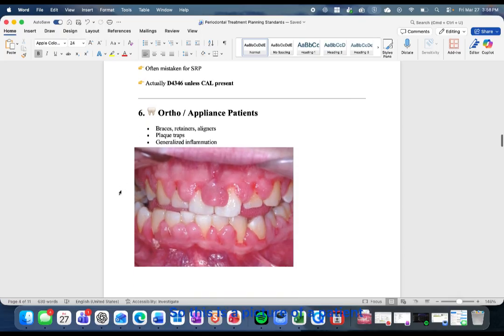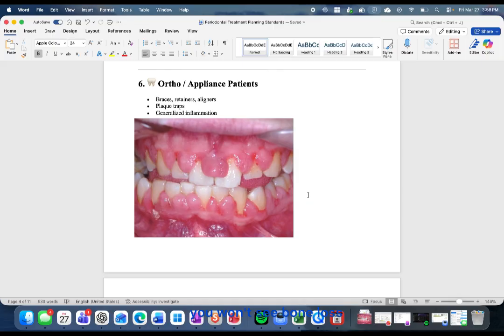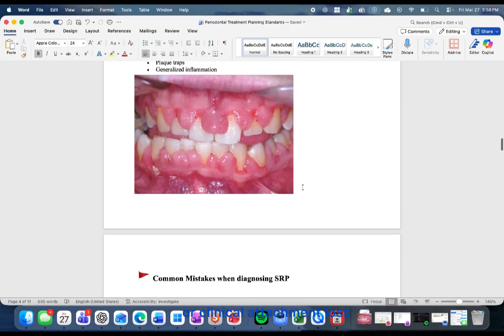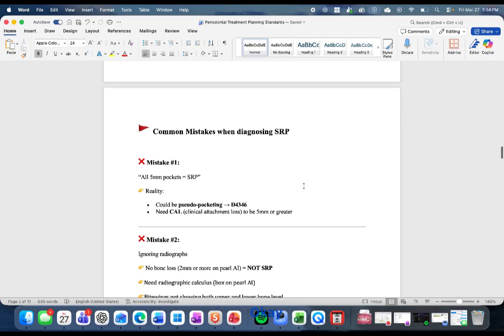So this is a picture of a patient. If you look at their radiographs, you won't see bone loss. I know you're going to want to do SRP, but they will not qualify because there is no bone loss or clinical attachment loss. Okay.